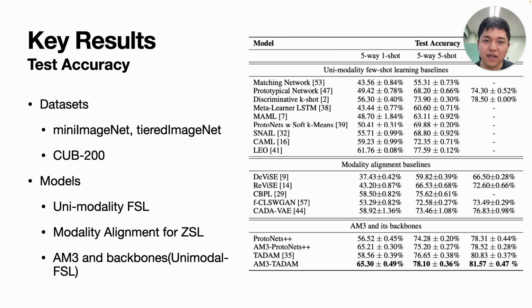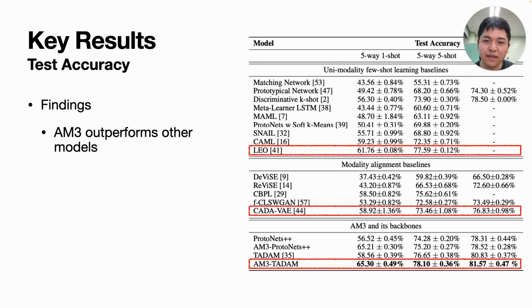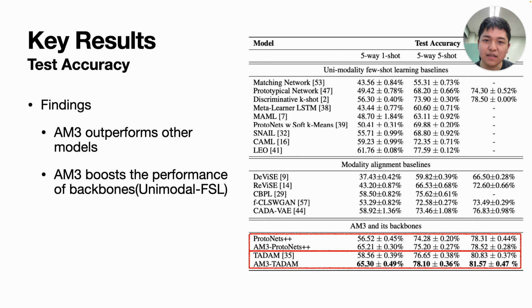In the experiment, they compared AM3 with their backbone feature learning model, other unimodality feature learning models, and modality alignment models. They found that AM3 outperforms other models such as Leo and Kata VAE, which are the state-of-the-art models at the time. Second, AM3 enormously boosts the performance of backbone models. It means AM3 successfully used semantic features in few-shot learning.